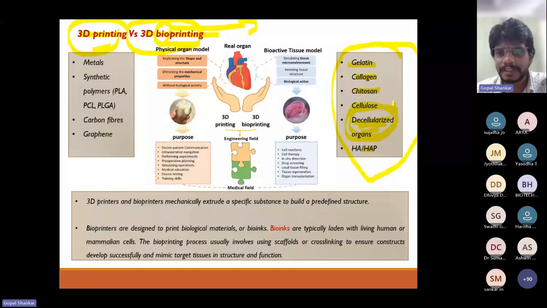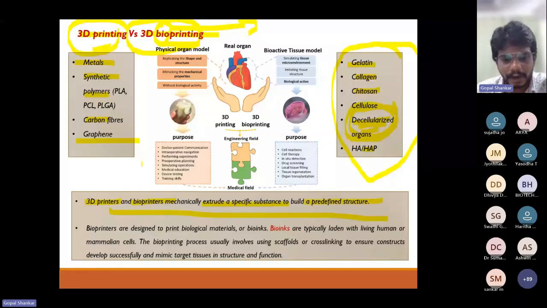So if I have problems with all of these materials, I can also go for synthetic materials, that is either metals, synthetic polymers, carbon fibers, or graphite. So the concept is that 3D printers or bioprinters will basically extrude a specific substance from the machine to build a predefined structure. That is the concept of 3D printing. And in terms of extrusion bioprinting, we need something called bio ink. So what is this bio ink?